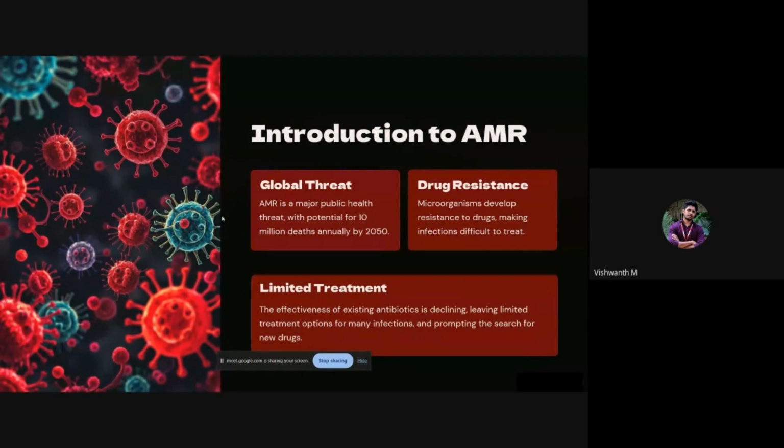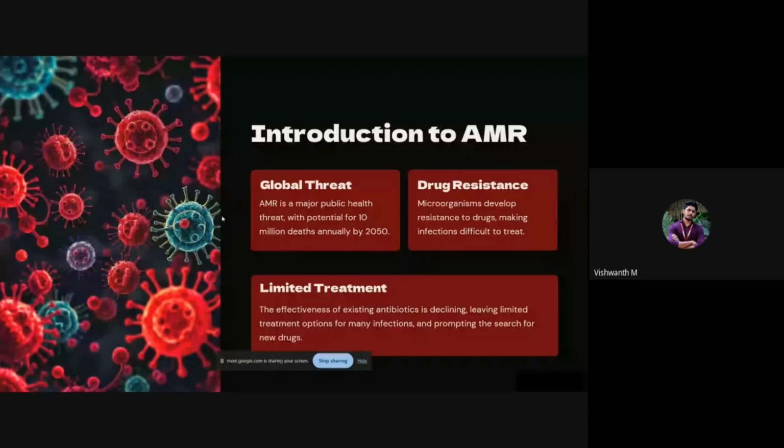Now consider that by 2050, AMR is projected to cause around 10 million deaths annually. That is a figure higher than the deaths caused by cancer today. Just imagine the strain this would put on healthcare systems, especially in developing countries where resources are already limited.